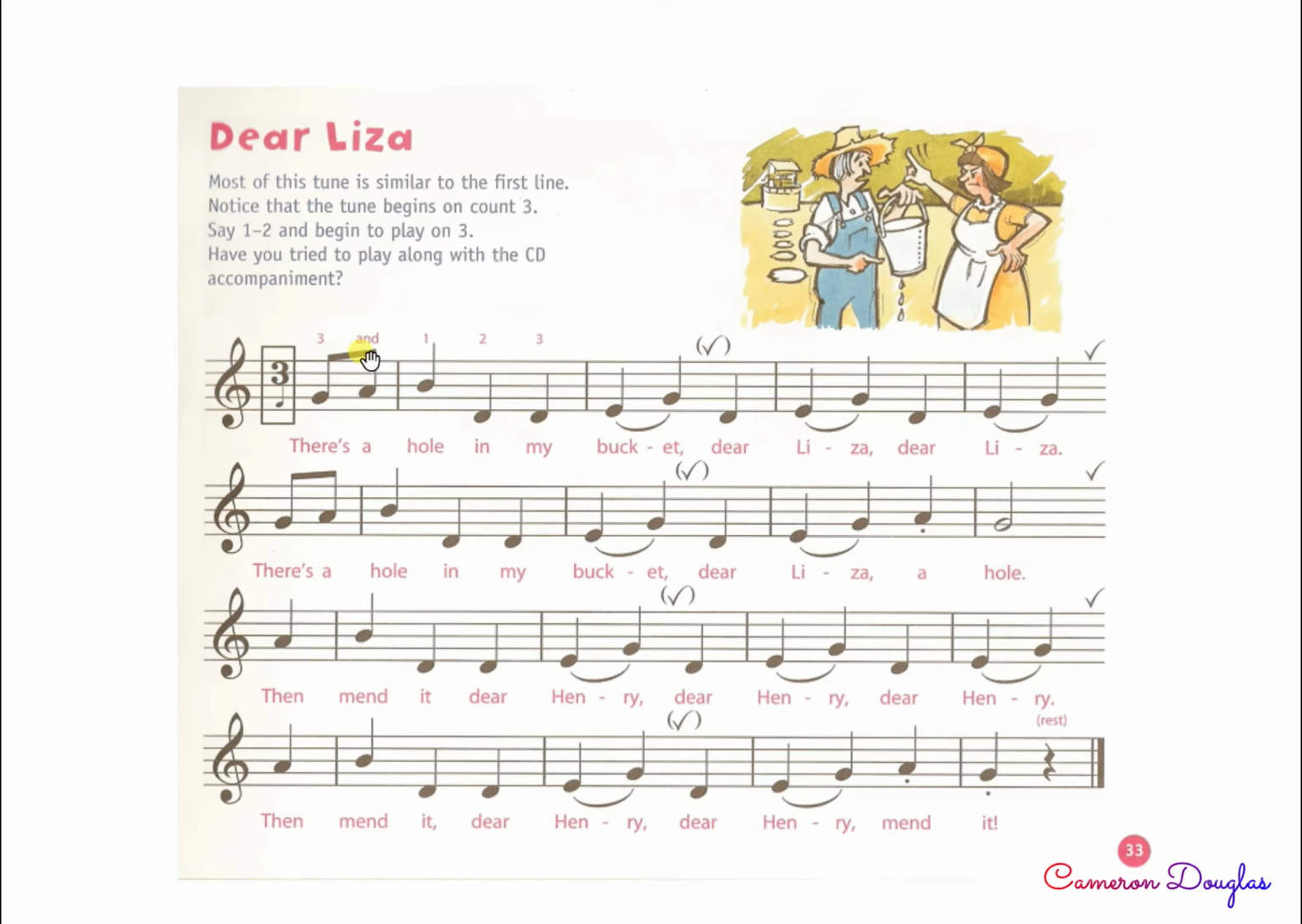So you have one beat here, and the remaining 2 beats is placed at the end. So this bar only has 2 beats. So 2 beats at the end here, plus the 1 beat here, makes the 3 beats that you're supposed to have in each bar. Okay.